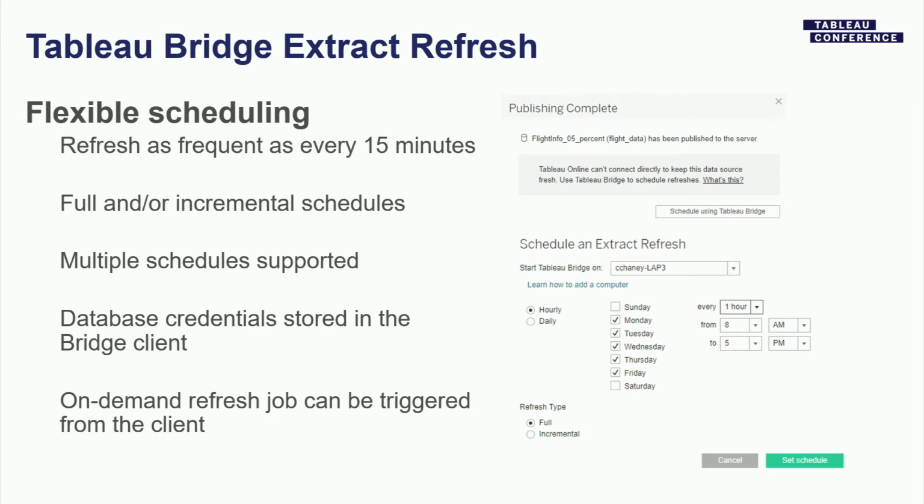So once an extract data source is published, then you go to schedule the refreshes. Extract refresh scheduling with Bridge is very ad hoc and flexible. You can set up frequency. You can refresh data sources as frequently as every 15 minutes. We support multiple schedules, full and incremental. So a common practice is to have your incremental extract run during the business day when things are busy, and then do a full extract at night.